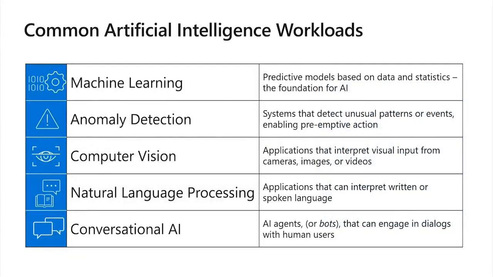So, of course, we have machine learning workloads, and we have a different set of workloads: anomaly detection, computer vision, natural language processing, and conversational AI. You might, on the exam, get a question around identifying these types of AI workloads. So let's look at them individually, and we'll explore each of them in detail later. We'll get a separate module on them. Let's start with machine learning. Predictive models based on data and statistics, really the foundation for AI.